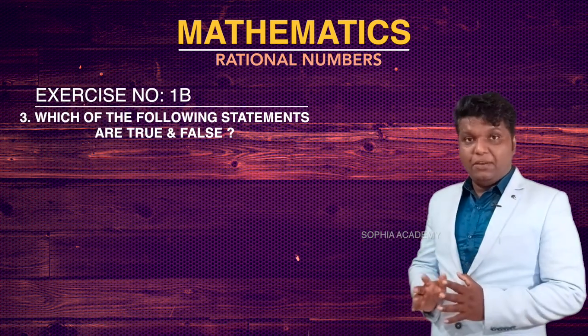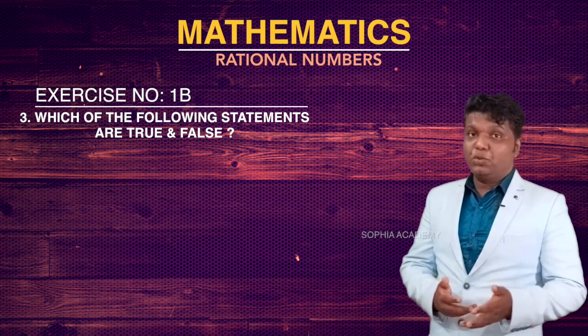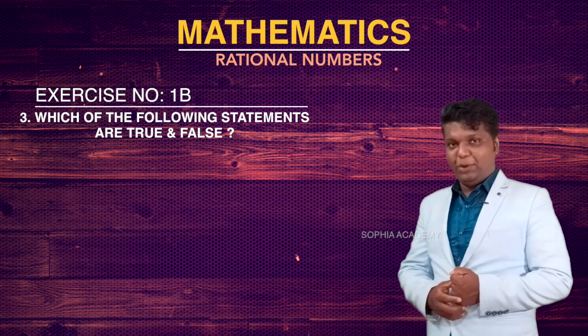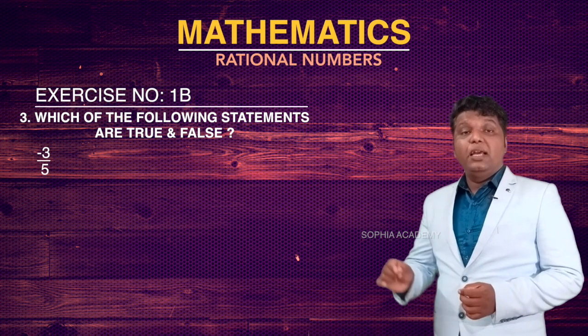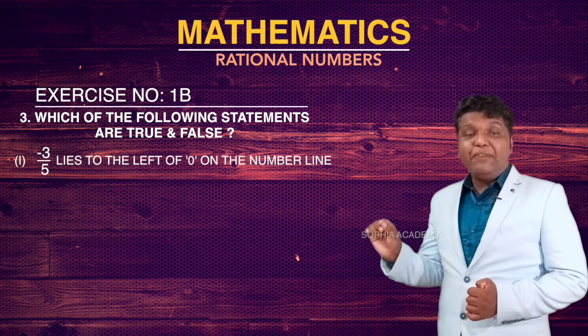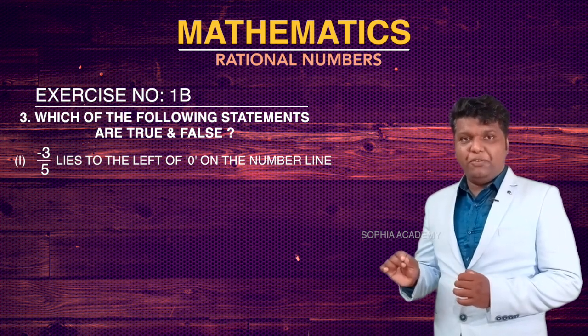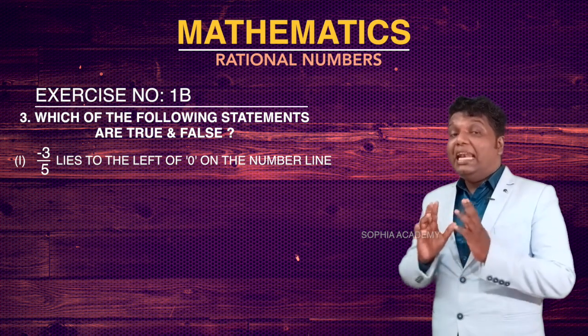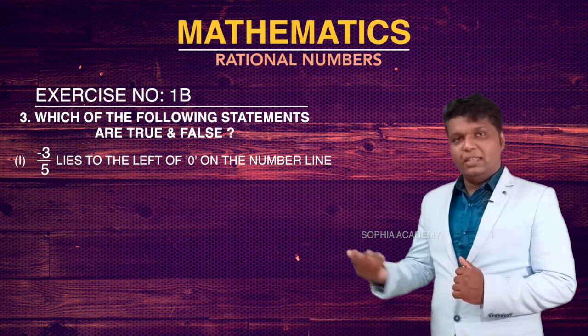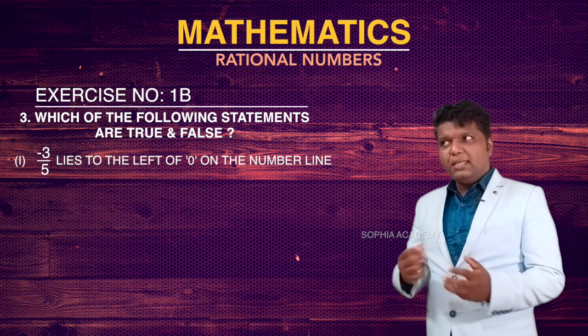Now let us go to the main question number 3. Here some statements are given and we have to mention whether they are true or false. Here goes the first statement before you. Minus 3 by 5 lies towards the left side of the number line. Is it right? Is it true?